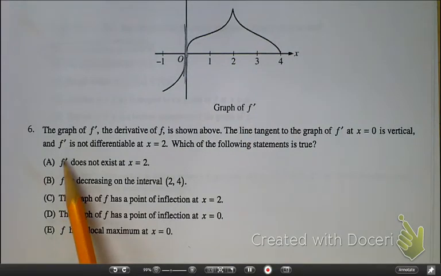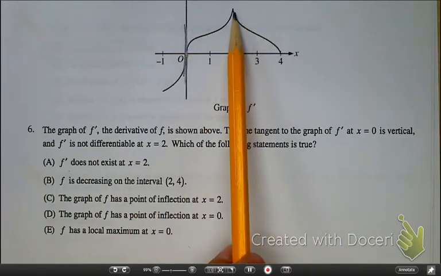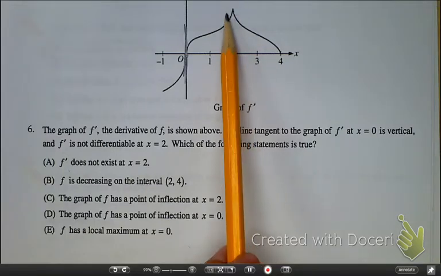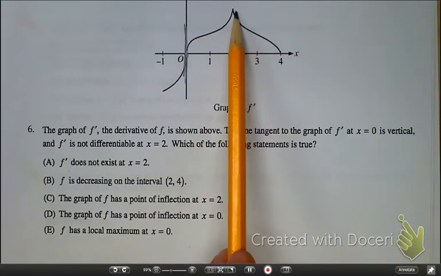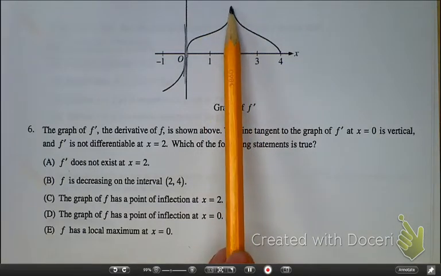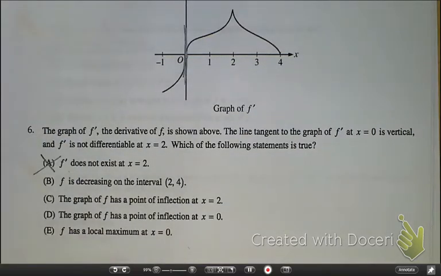Part A, f prime does not exist at x equals 2. That's not true. F prime does exist at x equals 2. The derivative of this does not exist because it's not differentiable, so the second derivative does not exist at that point. But since this is a graph of f prime, as long as there is a point at 2 on the derivative graph, then the derivative does exist. So yes, the derivative exists, even though the second derivative does not exist. So A is not a true statement.